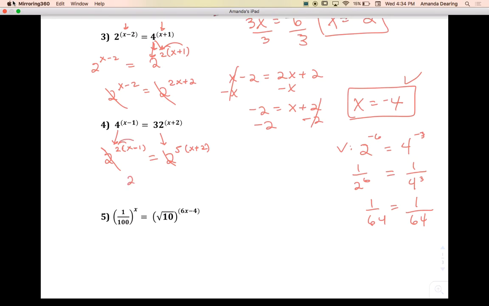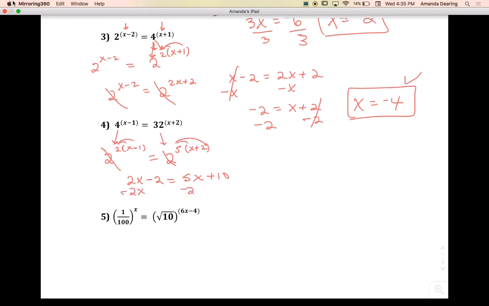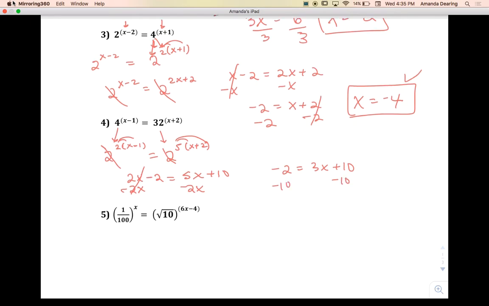Bases match. Drop the base. 2x minus 2 equals 5x plus 10. Let me get this out of the way. I'm going to subtract 2x. Negative 2 equals 3x plus 10. Subtract 10. Divide by 3. Coincidentally, x also equals negative 4. Different equation, different x, still a negative 4.